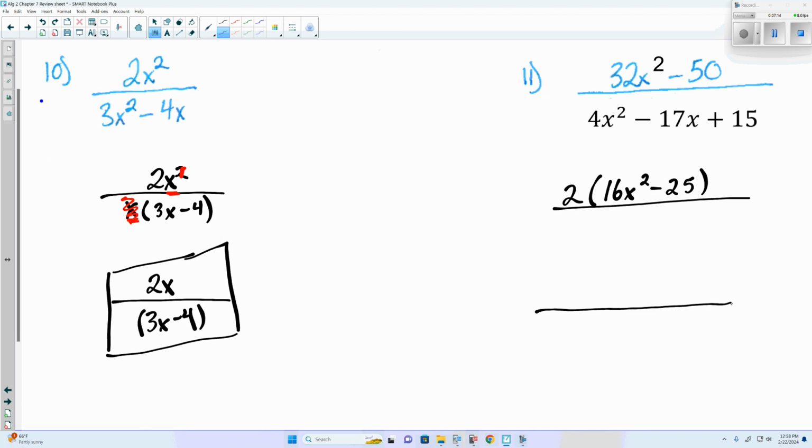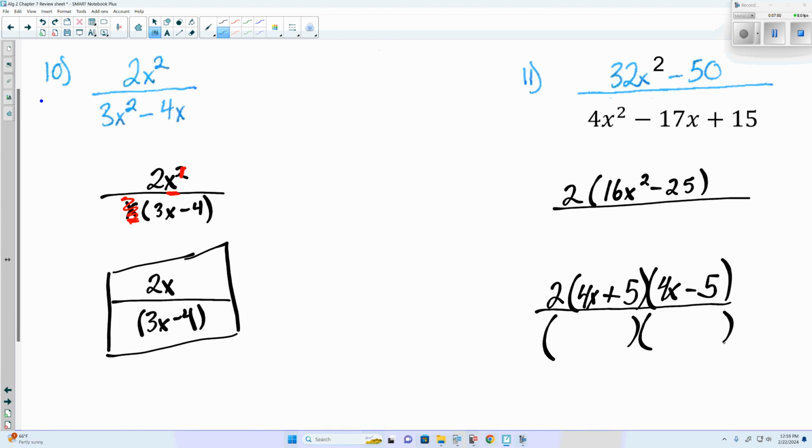However, the numerator, 16x squared minus 25, what's special about it? It's a difference of perfect squares, yes? Because 16x squared is 4x and 4x. 25 is 5, and our signs would be plus and minus. Now, it seems odd that we would go on and factor it before doing anything with the denominator, but it is somewhat helpful.